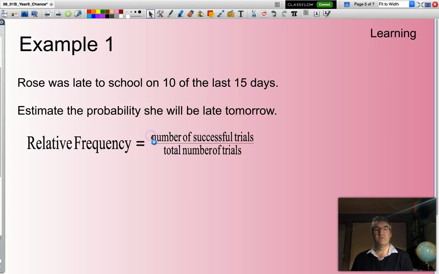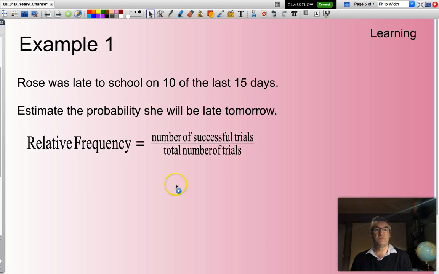So, the relative frequency, because I'm dealing with experimental probability, is the number of successful trials divided by the total number of trials. Now, a successful trial in this situation would be Rose being late. And the total number of trials is, well, how many days have we looked at in this particular trial?